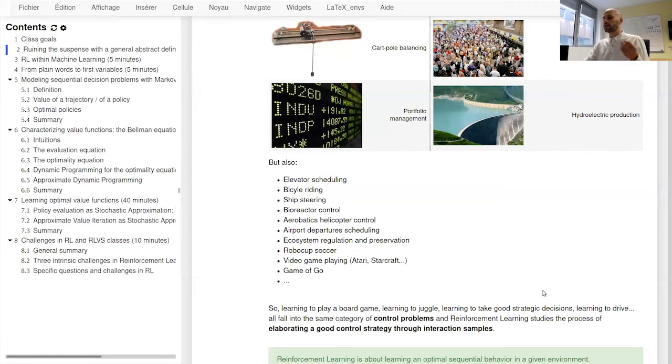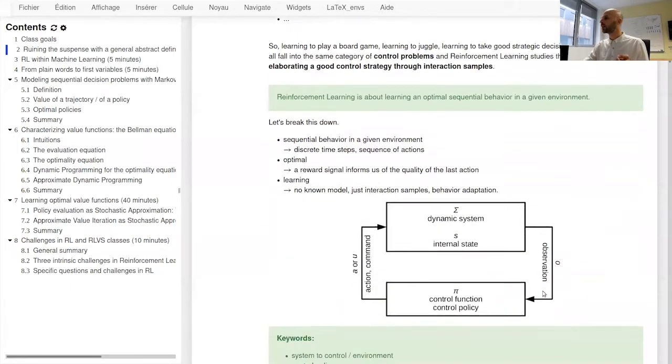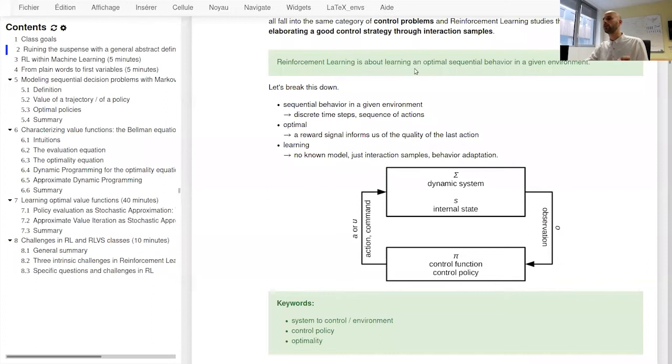So what all these systems have in common is that abstract definition we gave at the beginning. So learning to play a board game, learning to juggle, learning to take good strategic decisions, learning to drive a car, all fall into the same category of control problems. And reinforcement learning studies the process of elaborating a good control strategy through interaction samples, through interaction with the system. So here comes our first green box of the class. Reinforcement learning is about learning an optimal sequential behavior in a given environment.